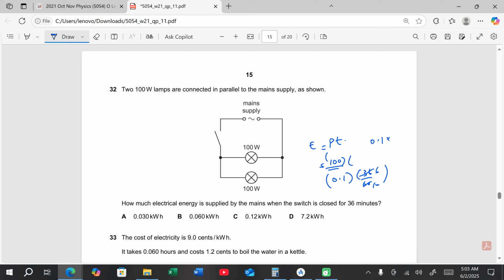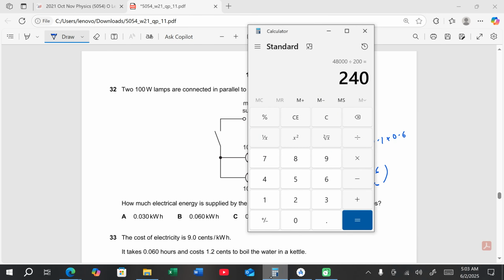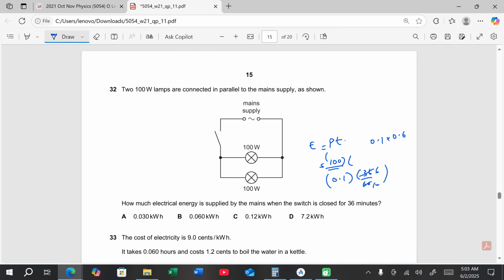So 0.1 times 0.6, let me see, that is 0.06. This is for one bulb, right? Since we have two bulbs, we will add them together, so that's going to be 0.12.